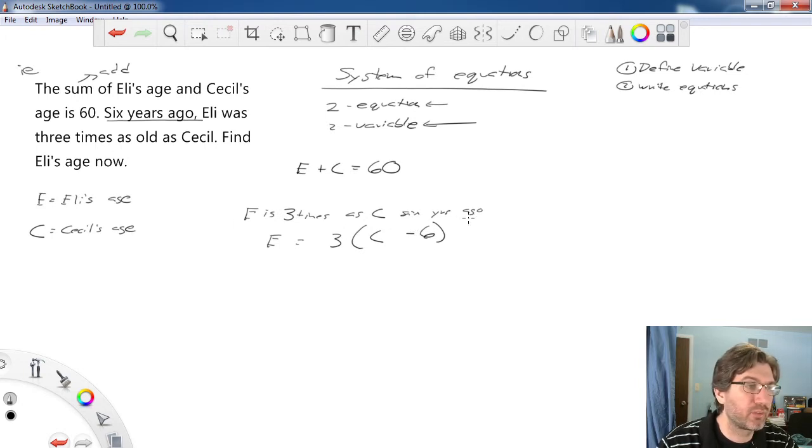And I'm just kind of pulling it out of what it means. So basically I'm going to take Cecil's age, right? I'm going to subtract 6 from it, and then I'm going to multiply it by 3 to get Ellie's age. That's what it's saying. 6 years ago, Ellie was 3 times as old as Cecil. So take away the 6 years, and I'll subtract the 6 years from Cecil and multiply it by 3. So that's my second equation. The second equation sometimes is difficult to pull out, sometimes it's pretty easy, but it's just going to come with practice. So I know that E equals 3 times (C - 6).